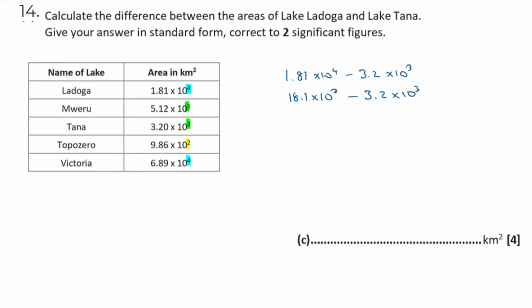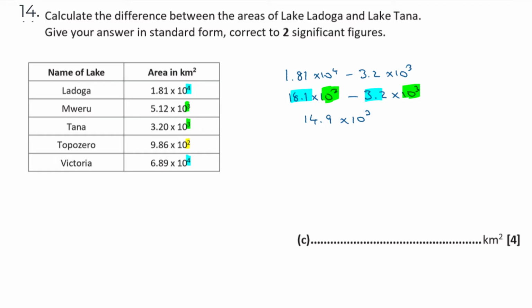Now these two are of the same magnitude, so I can go ahead and subtract the mantissa parts from each other. So 18.1 subtract 3.2. Well, 18 take away 3 is 15, and 0.1 take away 0.2 is going to be 14.9, isn't it? So that's equal to 14.9 times 10 to the 3.